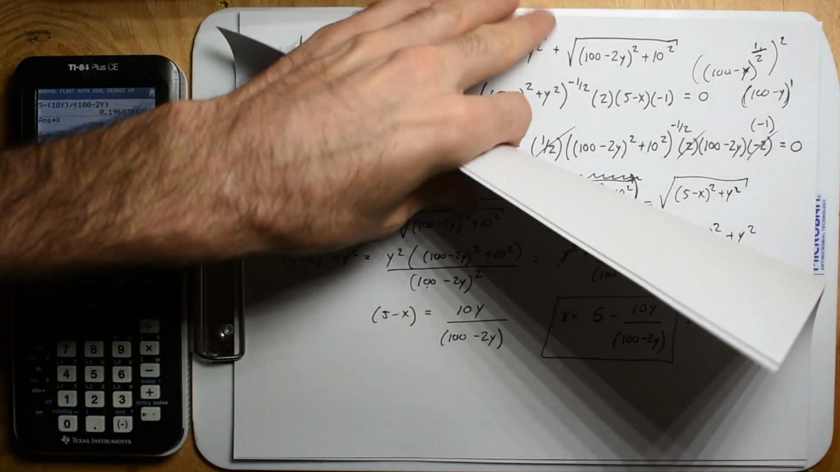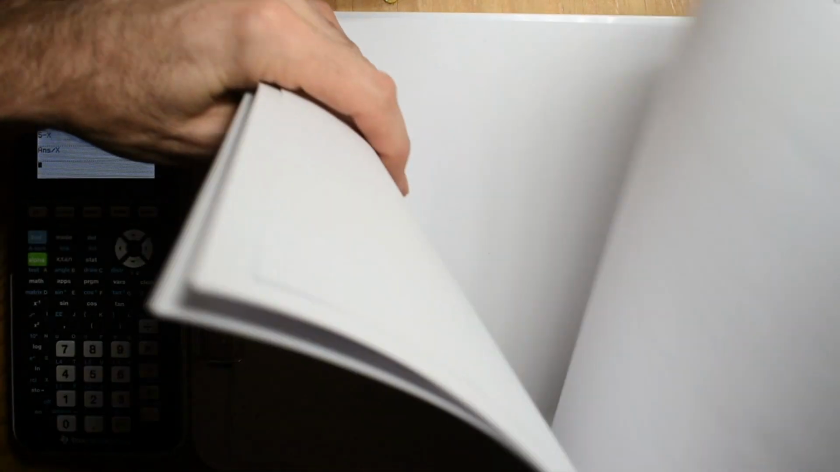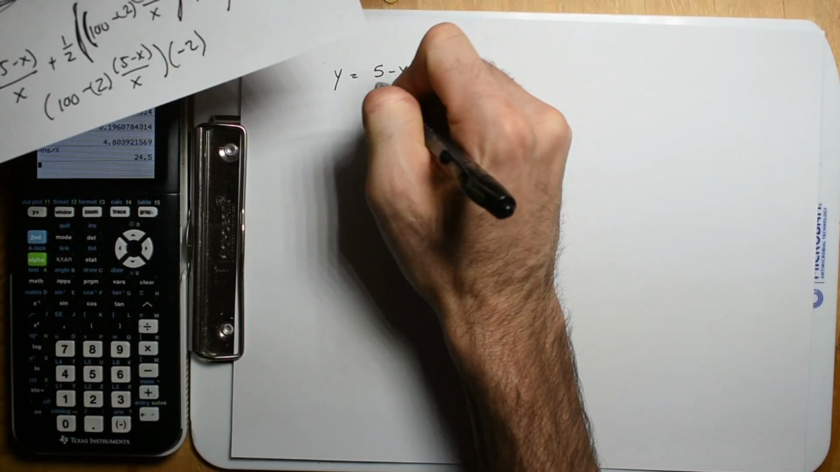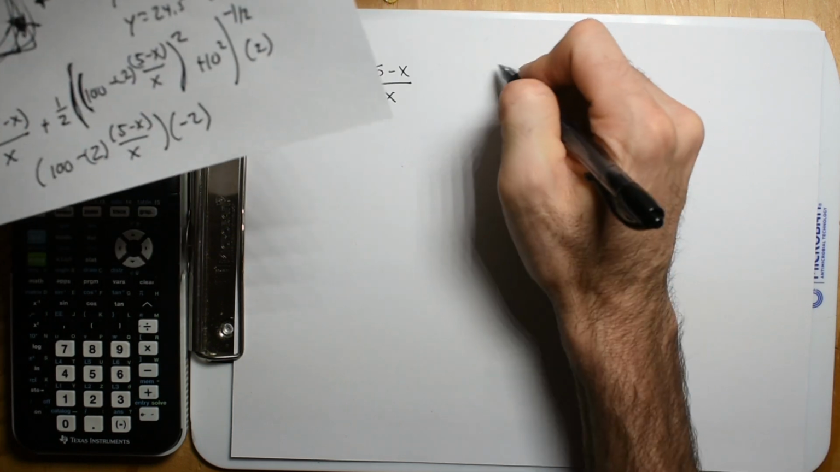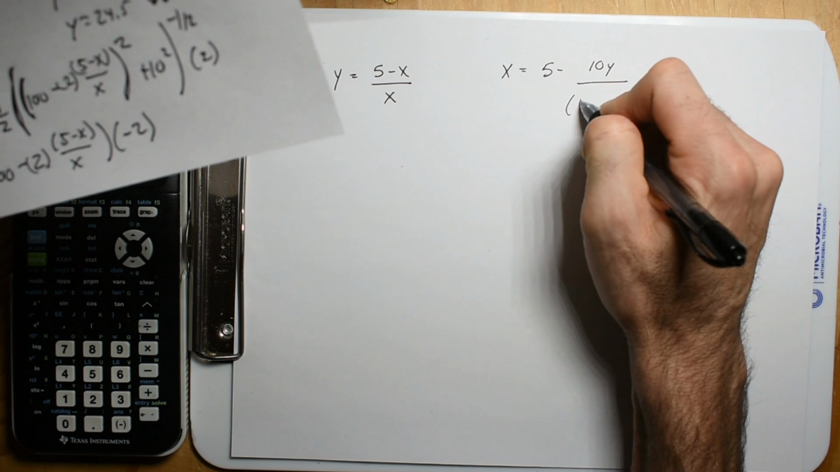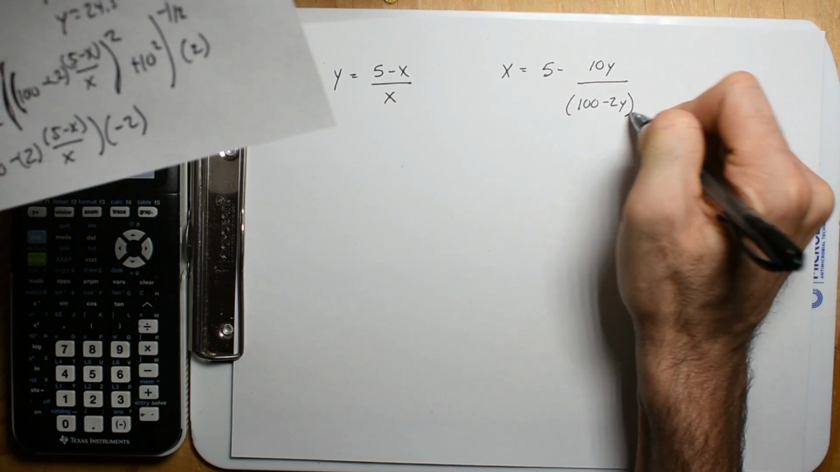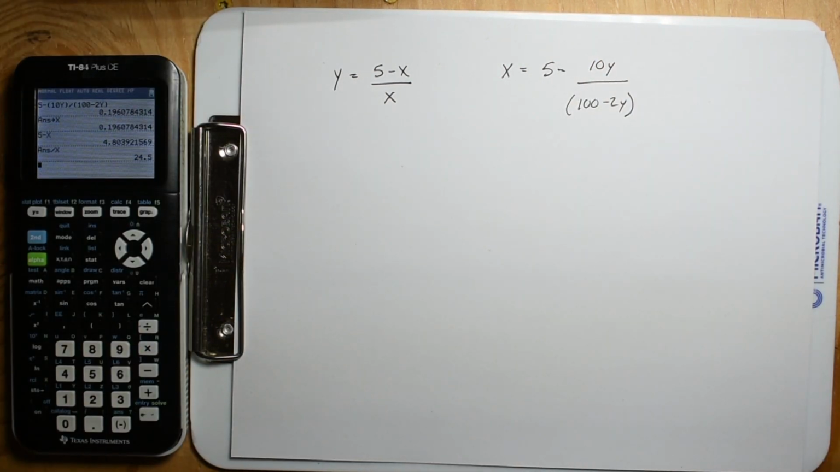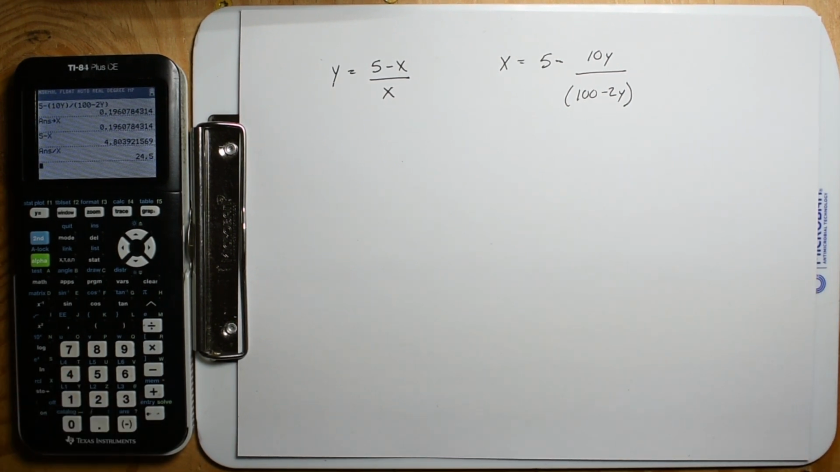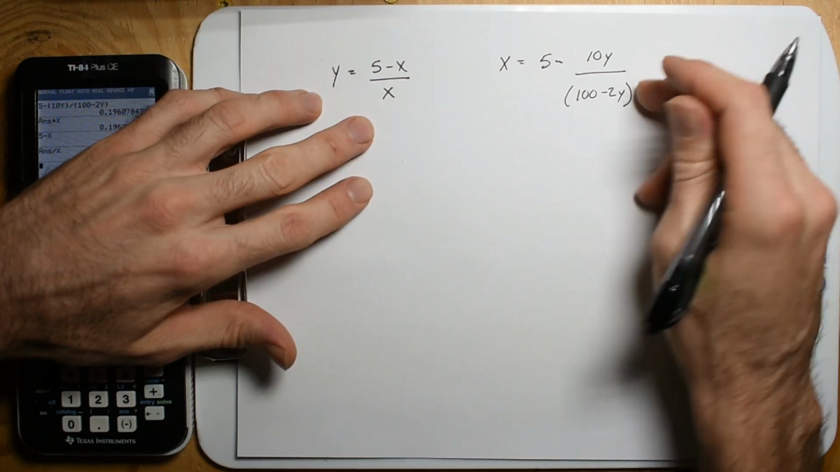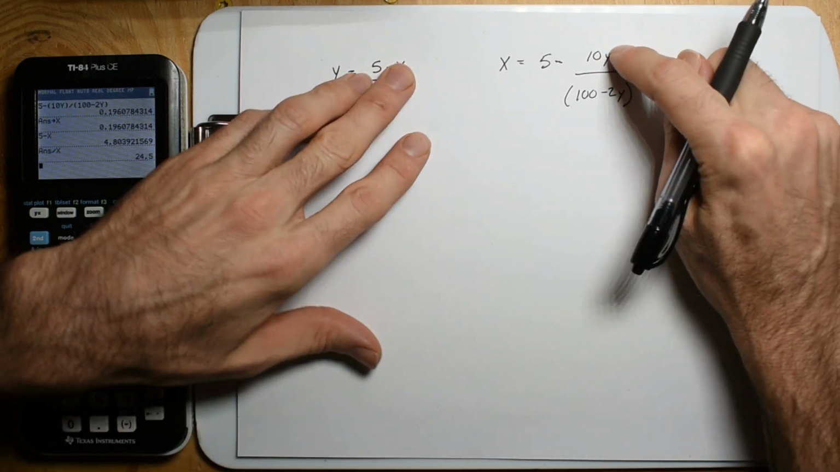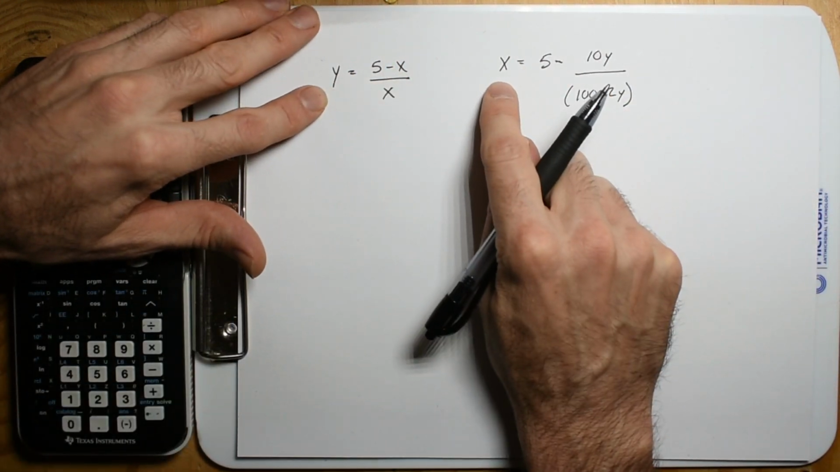So let's get a fresh sheet of paper, and we're going to write these equations. y is equal to 5 minus x divided by x, and then we have our other equation that says x is 5 minus 10y over 100 minus 2y. All right, so cool. So we have two equations, and we have two unknowns. So one way to solve this system of equations is, this is in terms of y, so just plug this into there, and then we can solve for x.